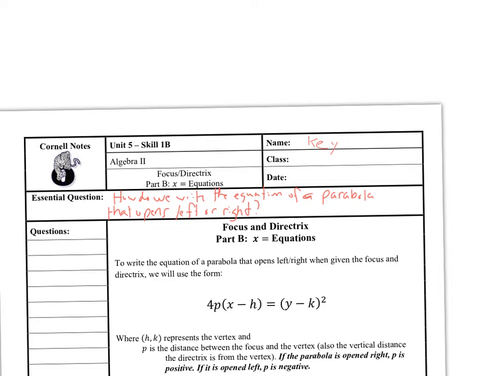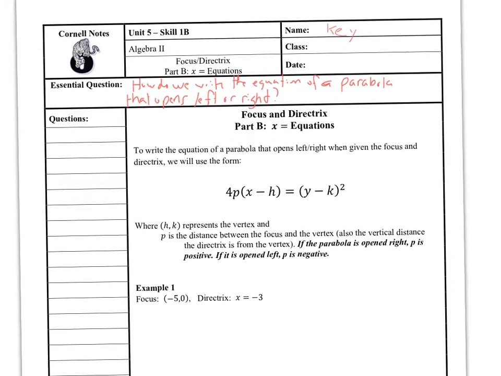So, Unit 5, Skill 1B. Writing more equations of parabolas, except this time it's how do we write the equation of a parabola that opens left or right. I'm sorry the handwriting isn't that awesome, but again, that's how do we write the equation of a parabola that opens left or right. So, what do we do?